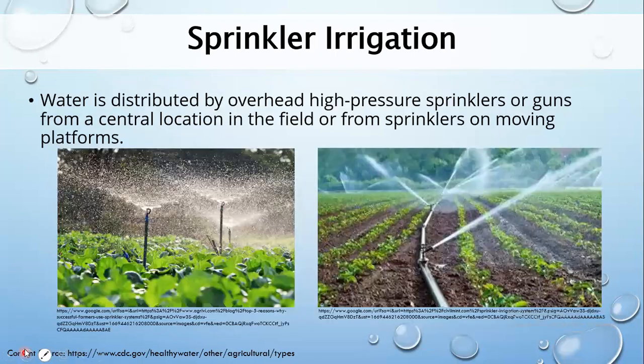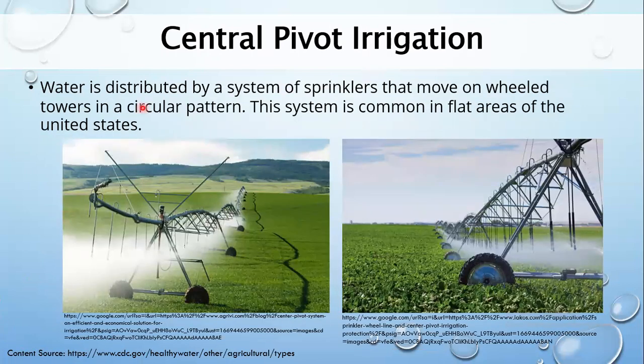Next, we have sprinkler irrigation. Water is distributed by overhead high-pressure sprinklers or guns from a central location in the field or from sprinklers on a moving platform. So, this is the type of the sprinkler irrigation. The central pivot: water is distributed by a system of sprinklers, okay, that move on wheeled towers in a circular pattern. This system is common in flat areas of the United States.